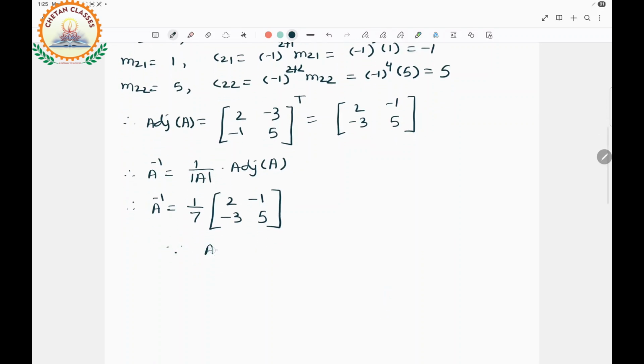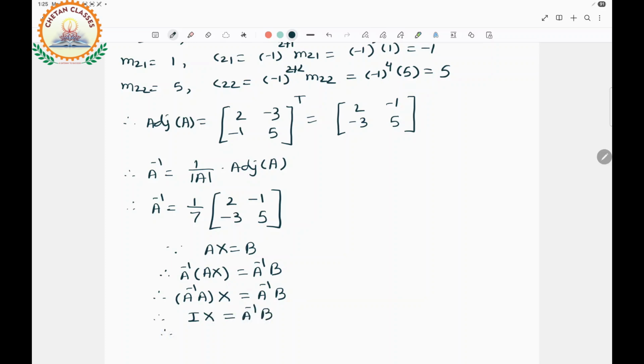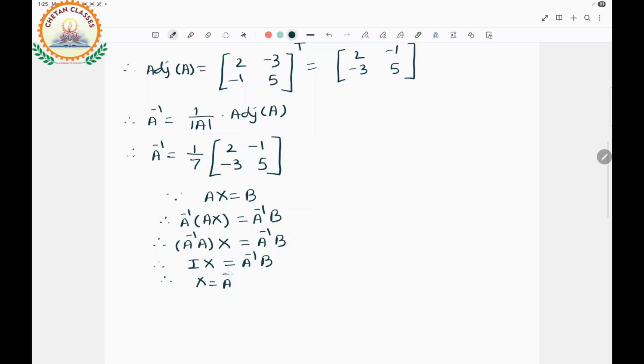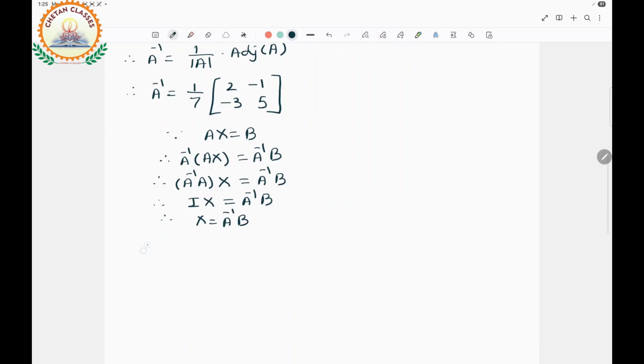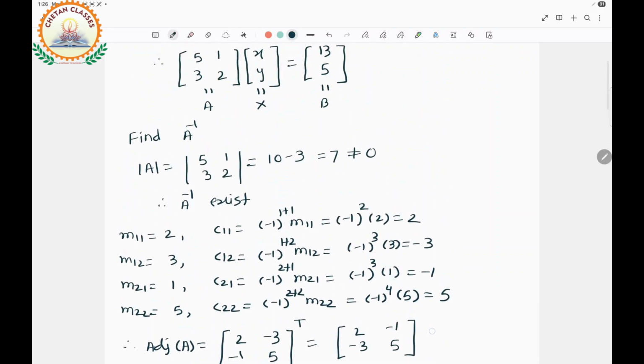Now, AX is equal to B. So pre-multiply both sides by A inverse. We get A inverse into AX is equal to A inverse into B. So A inverse into A into X is equal to A inverse into B. A inverse into A is I. So I into X is equal to A inverse B. Therefore X is equal to A inverse into B. So X is equal to 1 upon 7 into [2 minus 1; minus 3 5] and the B matrix is [13; 5].